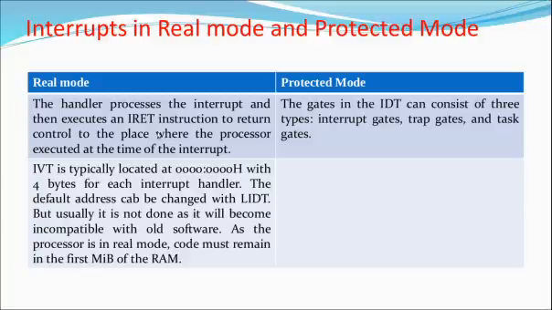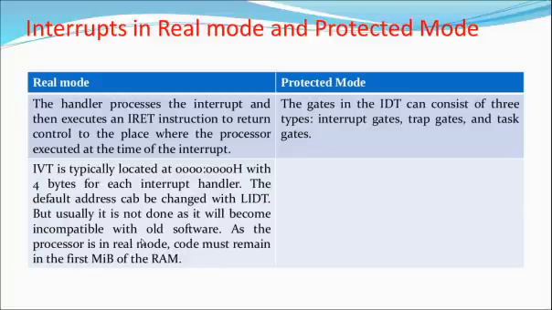Next, in real mode, the handler processes the interrupt and then executes an IRET instruction, interrupt return, to return control to the place where the processor was executing at the time of the interrupt. So after executing the interrupt service routine, the processor executes IRET, an instruction to go back to the parent process where the interrupt was called. So by using IRET, the processor will go back and transfer the control to the main program. In protected mode, the gates in the IDT can be of three types: interrupt gates, trap gates, and task gates.